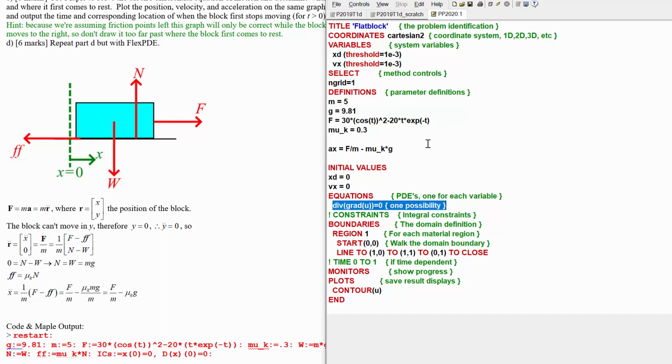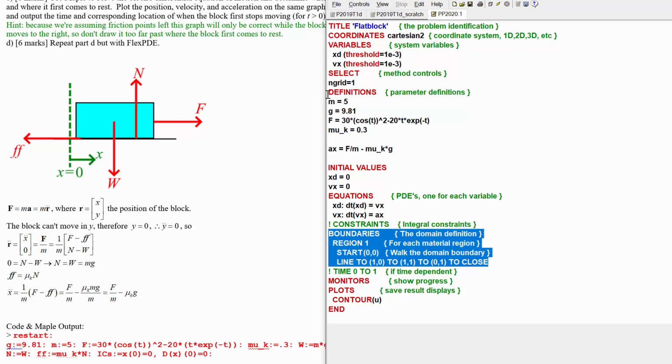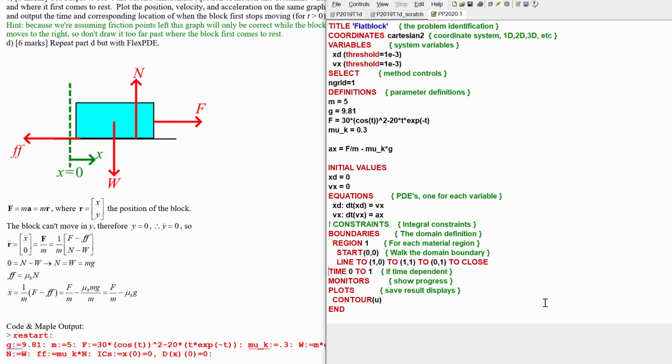All right, for equations, we're going to need 2 of them. The equation for xd will be that its time derivative is equal to vx. The equation for vx is that its time derivative is equal to the x acceleration. We don't need to mess with the boundaries because none of this depends on the location within the block. And we'll set a time.